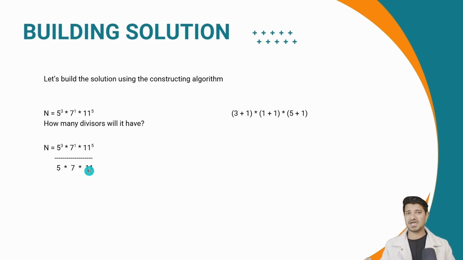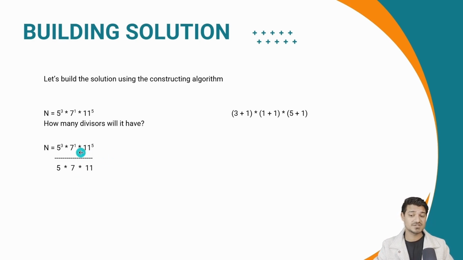Similarly, for 7, you can have either 7 raised to the power 0 or 7 raised to the power 1. That's why whatever power we have, we add 1 to it, because raised to the power 0 will be one of the combinations. So similarly for 11, there will be 5 plus 1 different combinations, right? So since all of these are mutually exclusive, the total number of divisors you can find by multiplying them, right? So for 5 we have 4 options, for 7 we have 2 options, for 11 we have 6 different options we can choose from, 11 raised to power 0 to 11 raised to power 5.